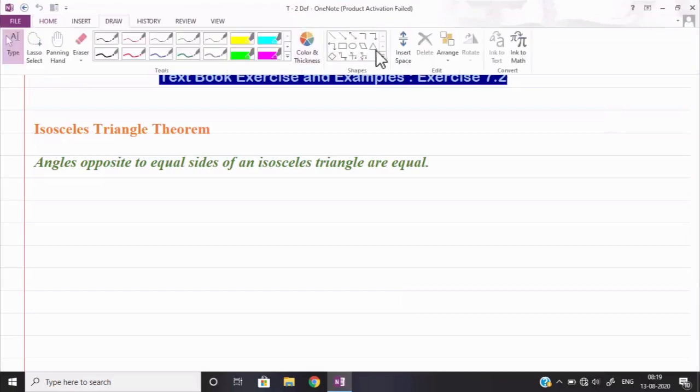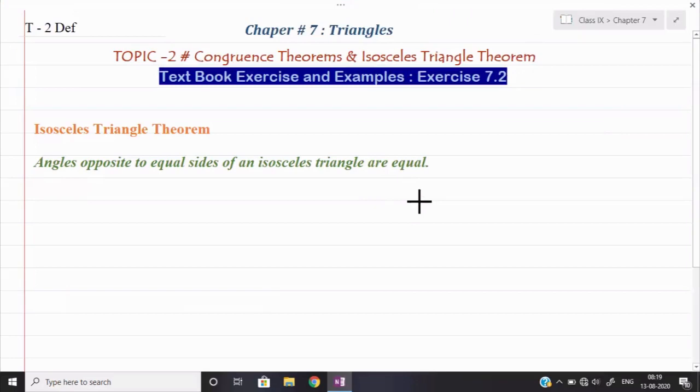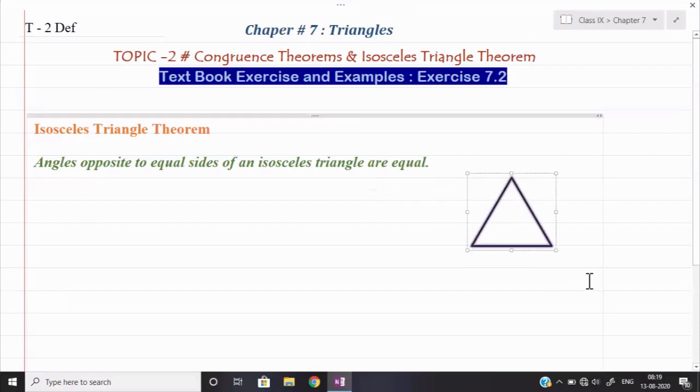So suppose I take one triangle here. Suppose this is my given triangle, and I am naming it ABC. This point is A, this I suppose as B, and this I take as C. In this triangle, since it is isosceles, I suppose side AB and side AC are equal.